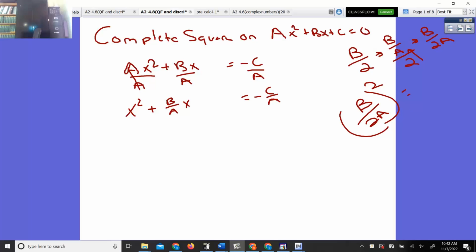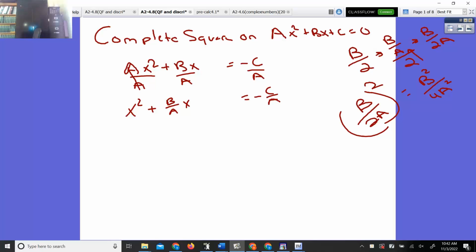B over 2a times b over 2a, which is? No, what's b times b? b squared over 4a squared. There you go. What is done with that piece? Can we go to step 5? I want you to read all of step 4. Find b over 2 squared. And what's step 5? Add b over 2 squared to both sides.